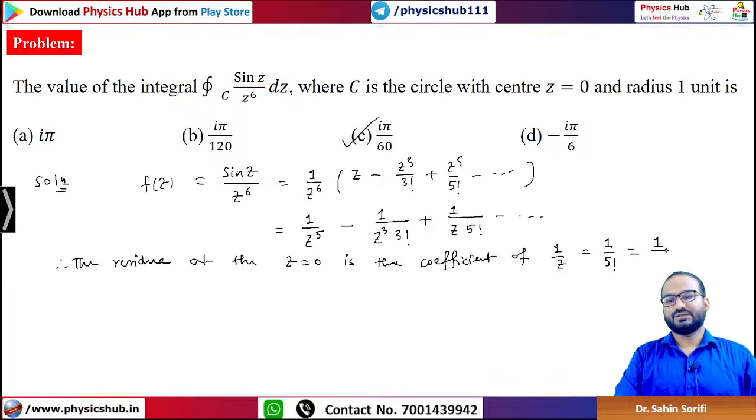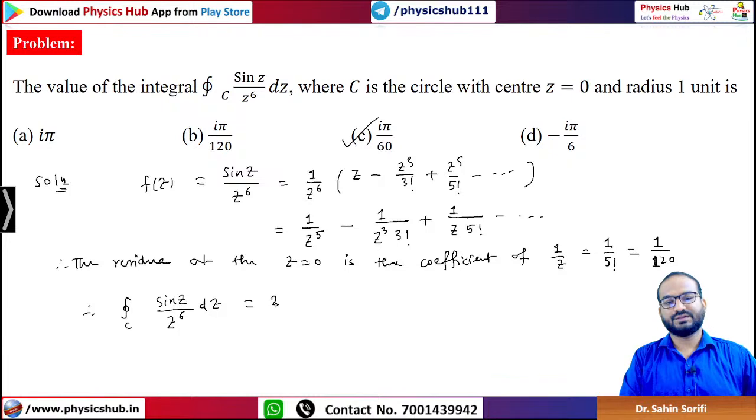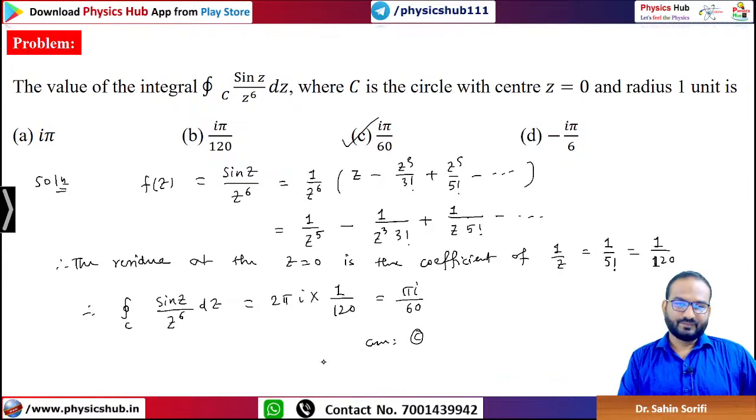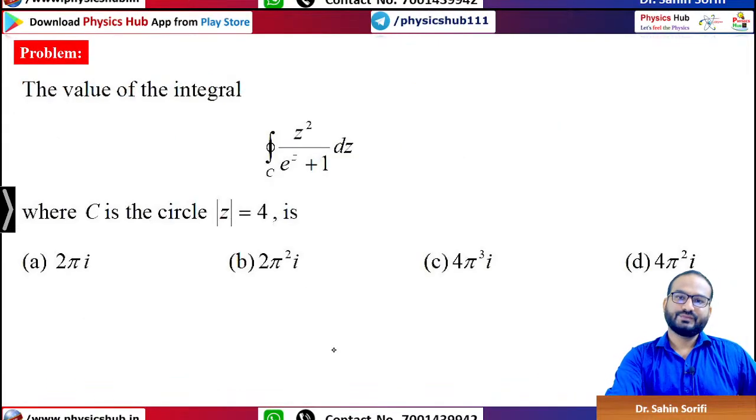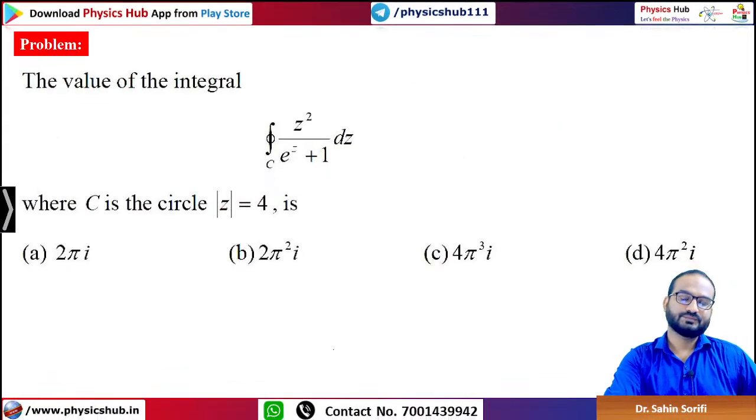1 by 5 into 4 into 3 into 2, that is 120. Therefore the integral of sin z by z to the power 6 dz, as per Cauchy's residue theorem, is 2 pi I into sum of residues, which is pi I by 60. Yes, let's move ahead. Do this problem.